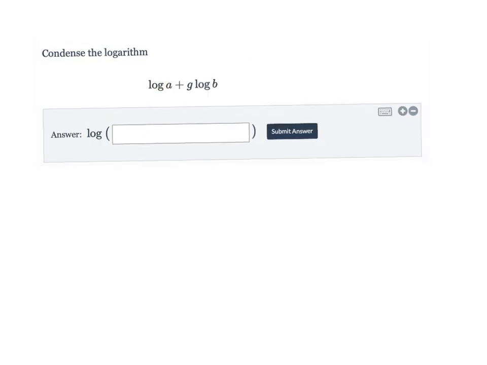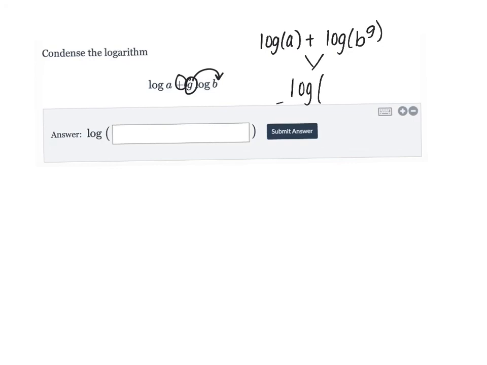Okay, last and final one, condensing. Similar to the one we did before, except we have addition. Addition means it came from multiplication. The g has been dropped, so we got to bring it back. It was an exponent, so we have log of a plus log of b to the g power. So since we have addition, this condenses to one single log of a times b to the g. You don't have to put that multiplication dot in, so you just can put in a times b to the g, and that's your final answer.